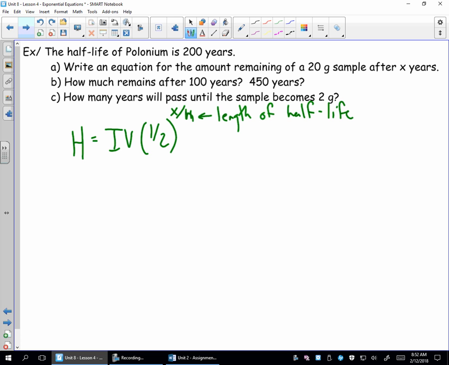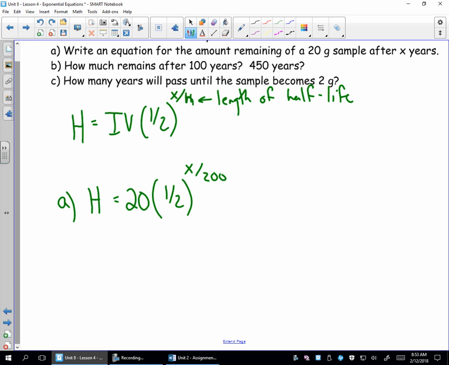That was kind of our standard equation for this. Well, let's take a look at this question here. We got polonium. Half-life is 200 years. Write an equation for the amount remaining of a 20-gram sample after X years. So how much remains? Well, we start at 20 grams. It's cutting in half, and it's going to do this every 200 years. There's our equation. And how much remains after 100 years, 450 years?